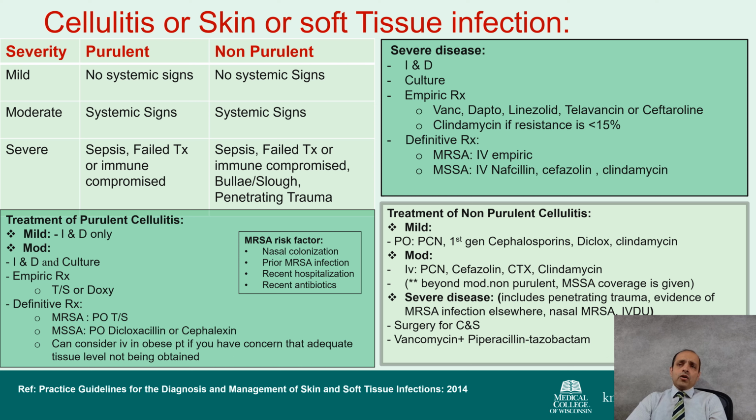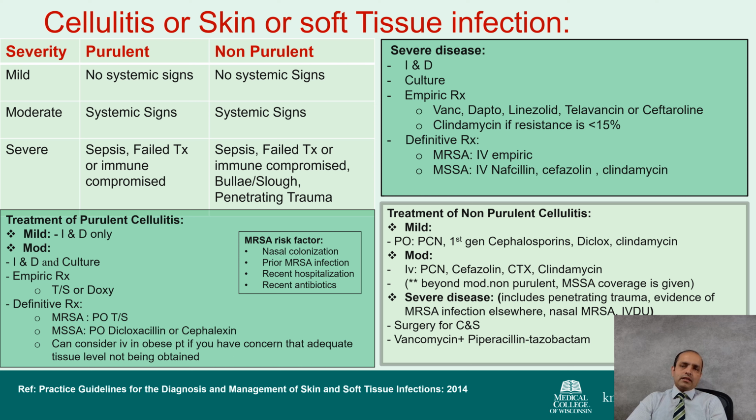And then non-purulent cellulitis, there is no pus. So basically, the primary treatment is going to be antibiotics. And remember, most of the streptococcus are still sensitive to penicillin, so you'd like to choose penicillin group whenever you can.